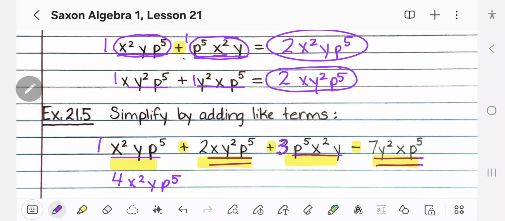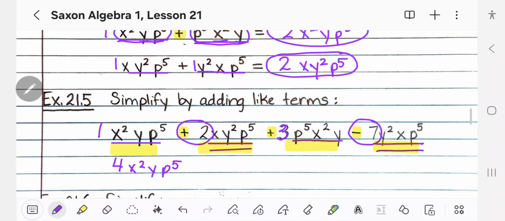The second and the fourth terms, I have a positive 2 of them, and I have a negative 7 of them. So when I combine them, I subtract and get 5. Take the sign of the one with the largest absolute value, which is the 7, so it's negative. And then I keep my variables. I have an x, y squared, p to the 5th.